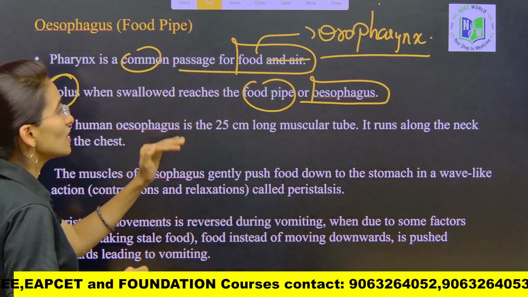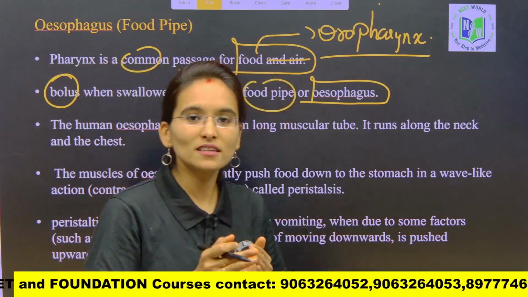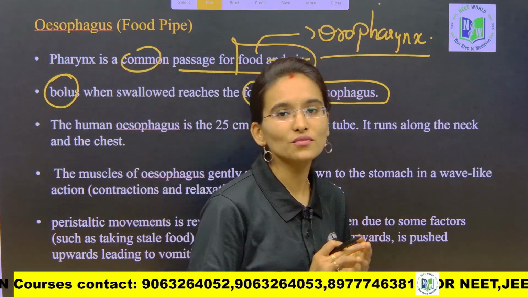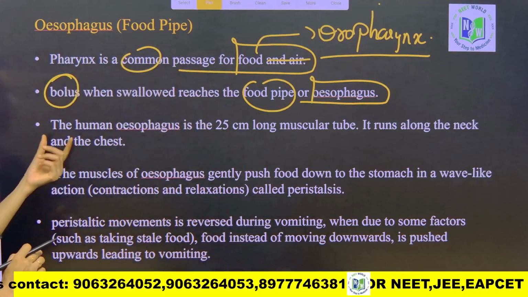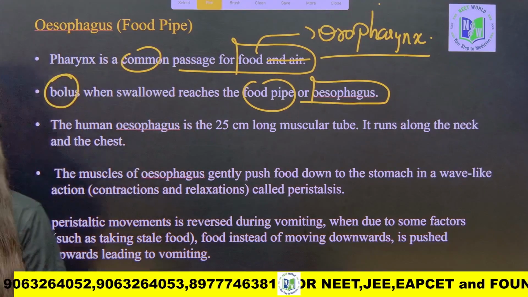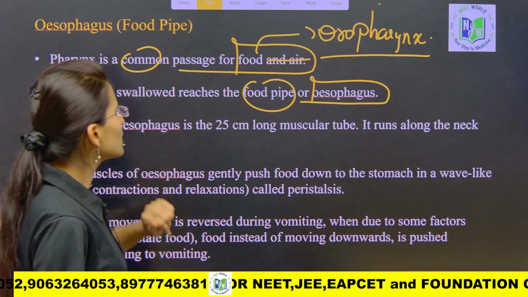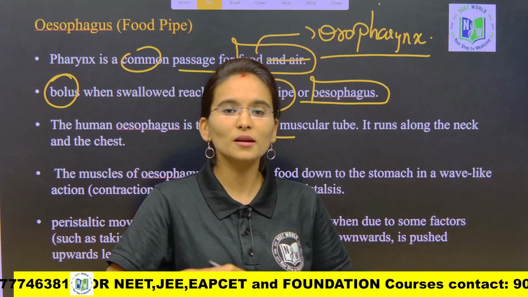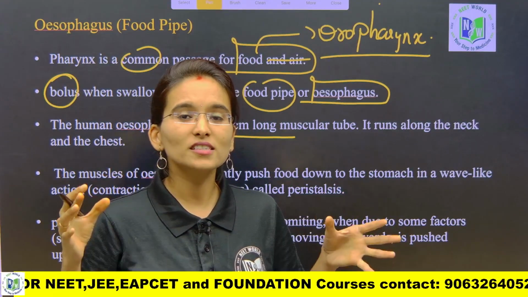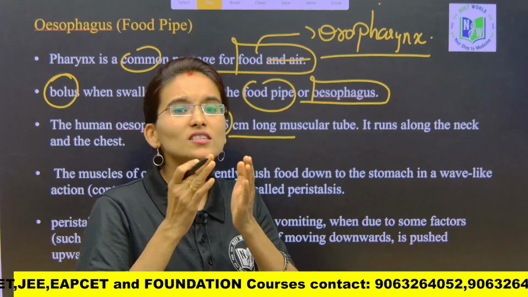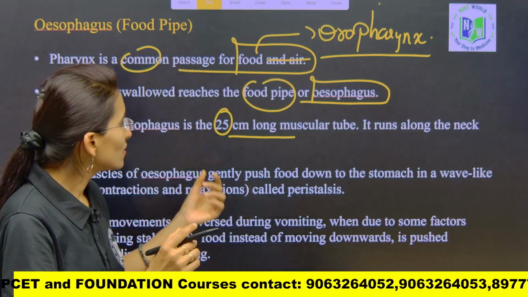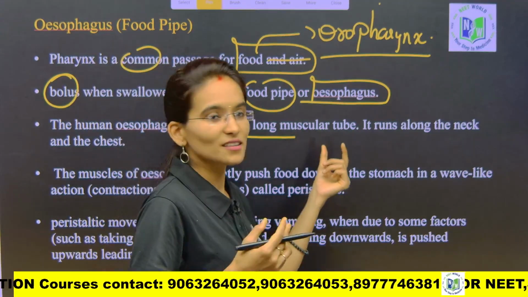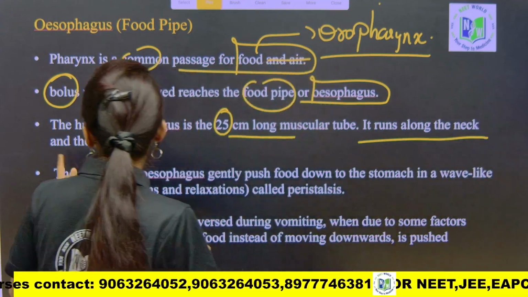See here how the bolus is going to be transferred in the esophagus. There is a simple mechanism. First understand the structure of the esophagus, how the esophagus is present. The human esophagus is a 25 centimeters long muscular tube. It is not a hard pipe-like structure. It is a smooth muscular structure which measures 25 centimeters in length. It runs along the neck and the chest.